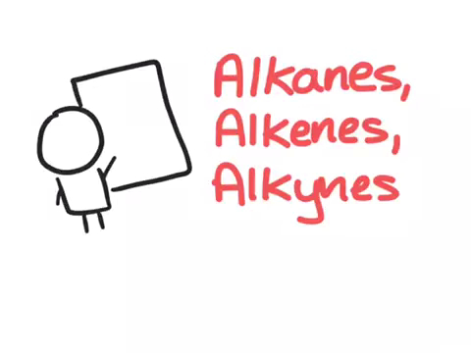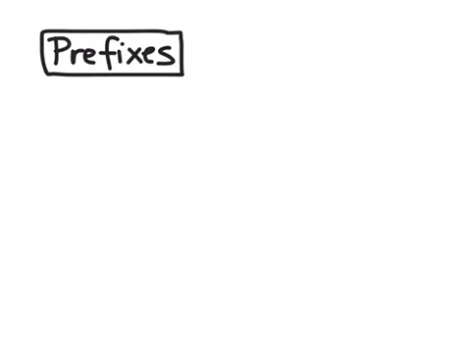In this video, we're going to talk about alkanes, alkenes, and alkynes and some basic naming of these three types of compounds. First thing we're going to do is start with organic prefixes. Organic prefixes are a little bit different than what we've previously used for our molecular compounds. We use these prefixes to denote how many carbons are in a carbon chain.